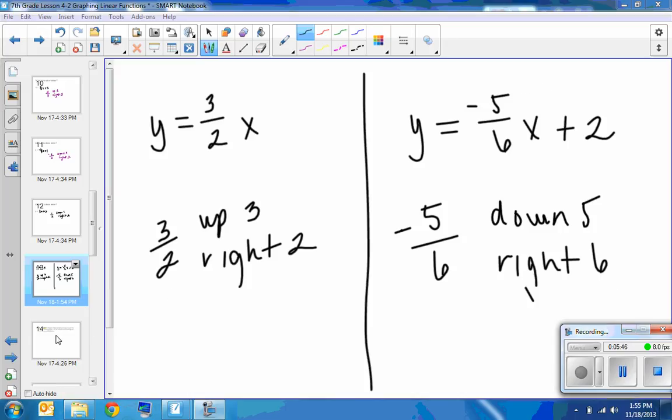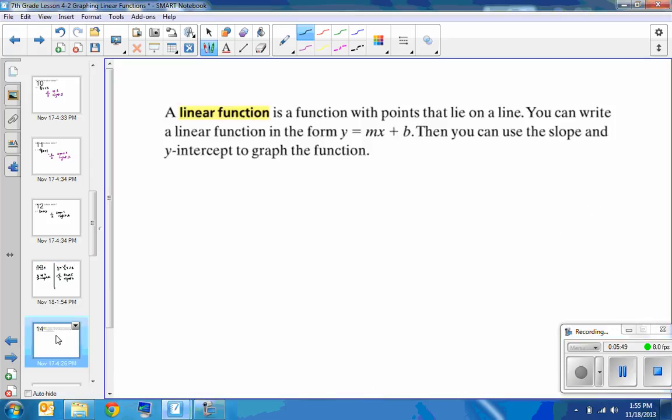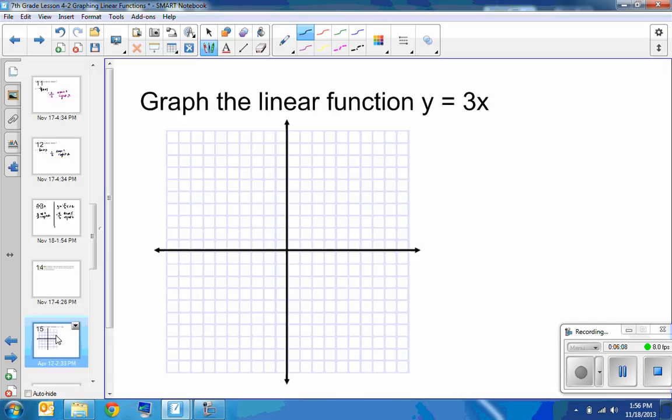So tomorrow when we come to class, we're going to be practicing graphing linear functions. You're going to be the graph. A linear function is a function with points that lie on a line. You can write a linear function in the form y = mx + b, and then you use the slope and y-intercept to graph the function. We're going to look at one example right now, and then when you come to class tomorrow, we're going to do many more examples of this.